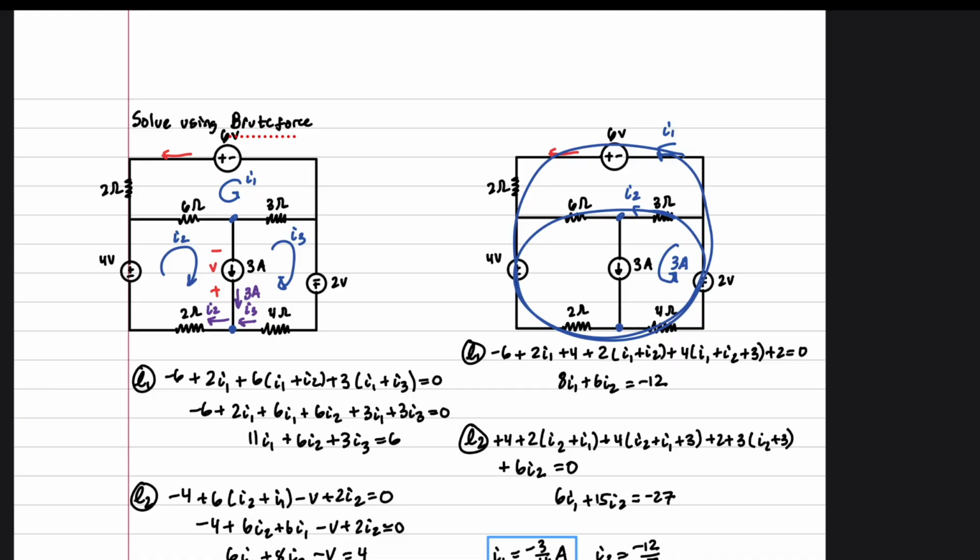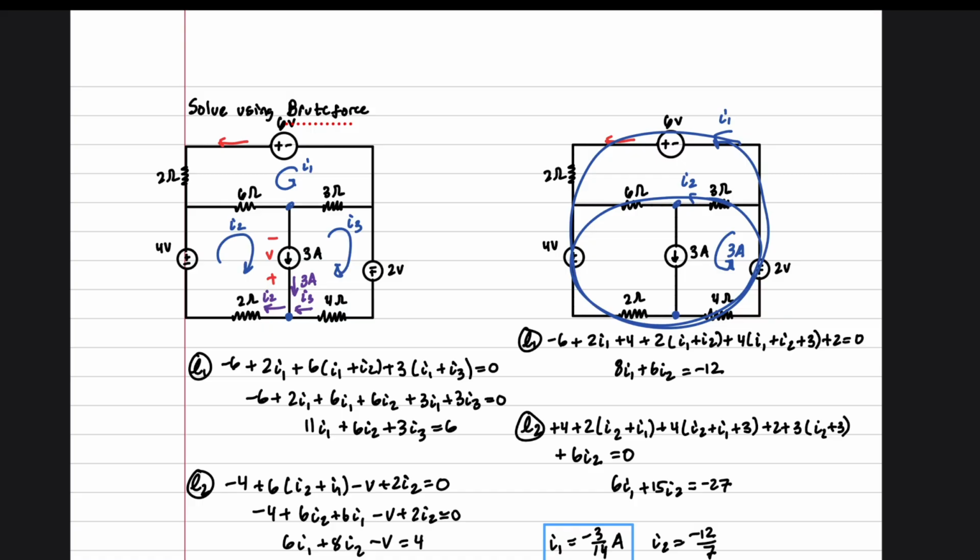Highly recommend practicing it, because if you practice this, then you will truly understand loop analysis and even nodal analysis a lot better. Okay, that is the end of this unit. Next unit, we're going to talk about things called op amps and voltage dependent power sources, voltage dependent current sources, current dependent voltage sources, etc. And then after that, we're going to do another unit with capacitors and inductors. So stay tuned for that.